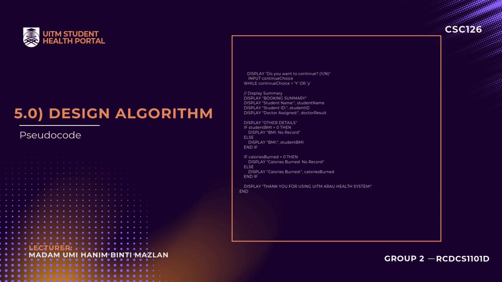For the last slide, the program will display "Do you want to continue?" The user has the choice to input Y or N. Y is for yes and N is for no. If the user inputs Y, the program will restart from the beginning until the user inputs N. If the user inputs N, it will display the summary, which is booking summary, student name, student ID, doctor's assigned, and it will also display other details like BMI and calories burned. After that, the program will end.